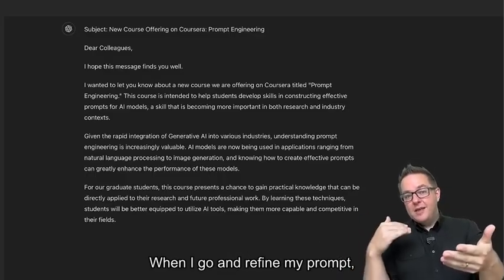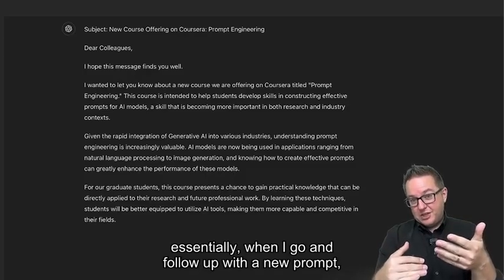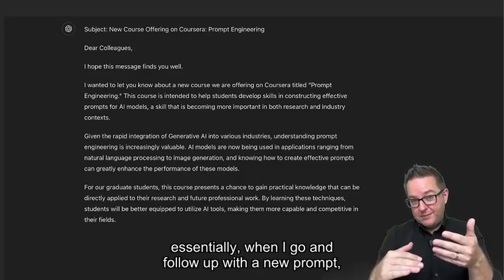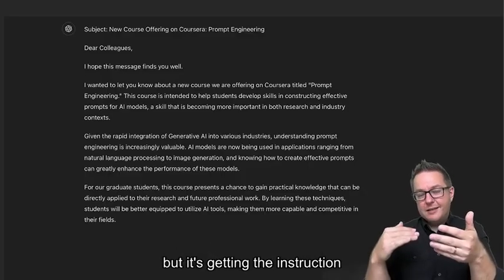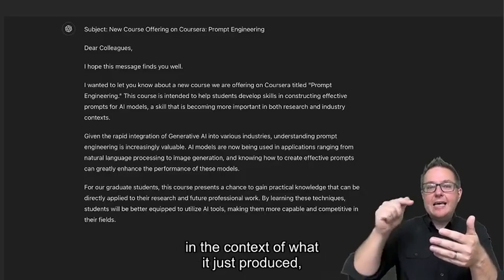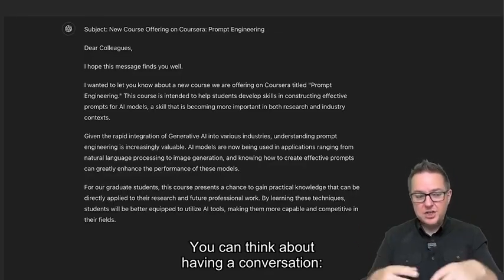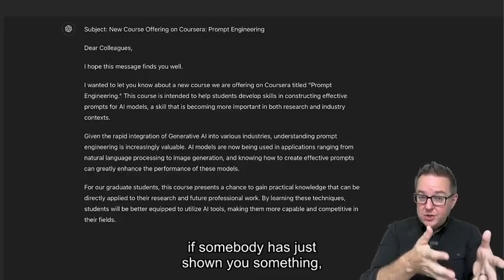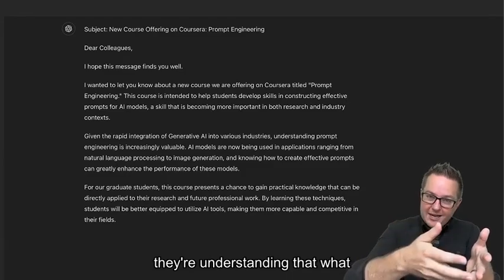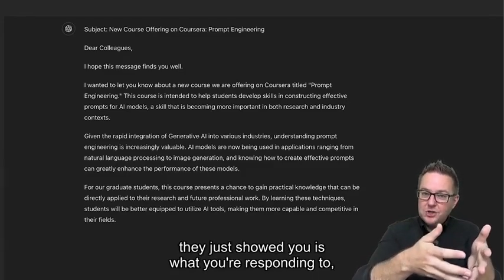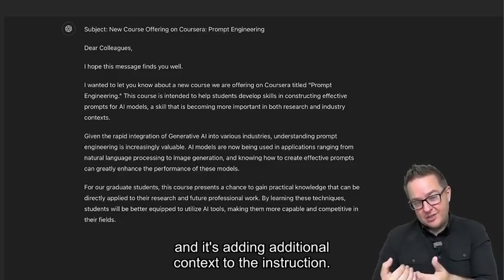And when I go and refine my prompt, essentially, when I follow up with a new prompt, not only is it getting the context of my new instruction, but it's getting the instruction in the context of what it just produced, because there's a relationship, right? You can think about having a conversation. If somebody has just shown you something and then you give them a new instruction, they're understanding that what they just showed you is what you're responding to, and it's adding additional context to the instruction.